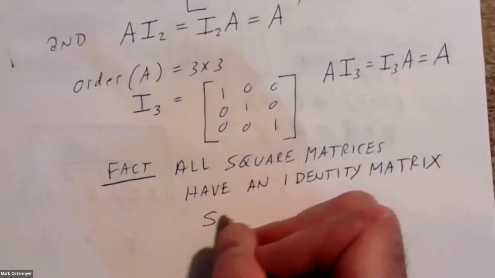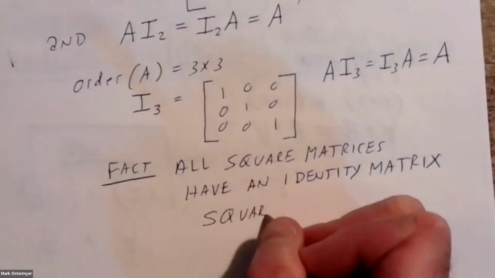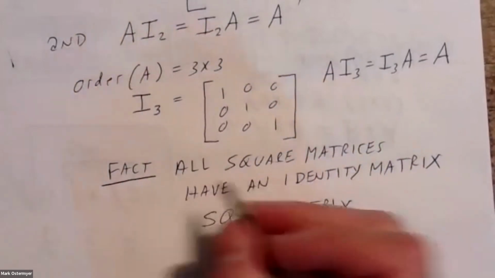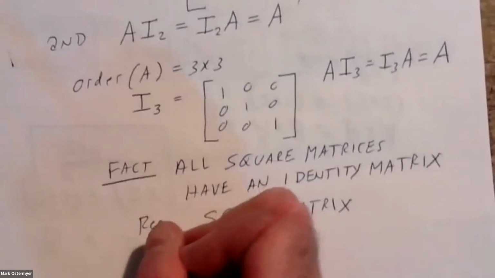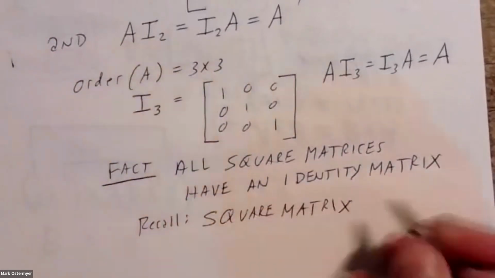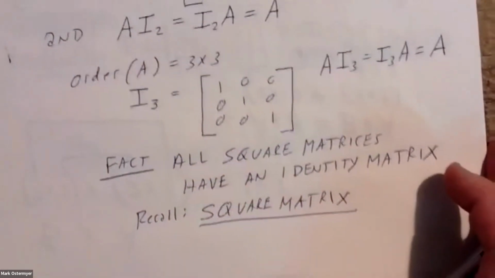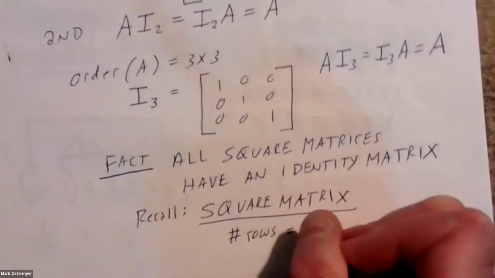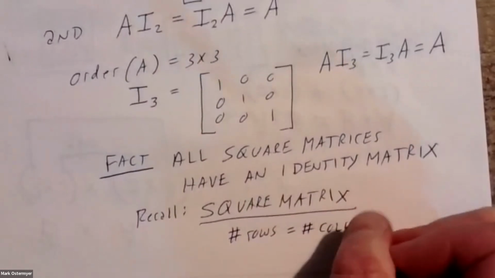What's a square matrix? Anybody want to define for us what a square matrix is? I think I defined it about a week ago. A square matrix is a matrix where the number of what? Rows is equal to the number of columns.